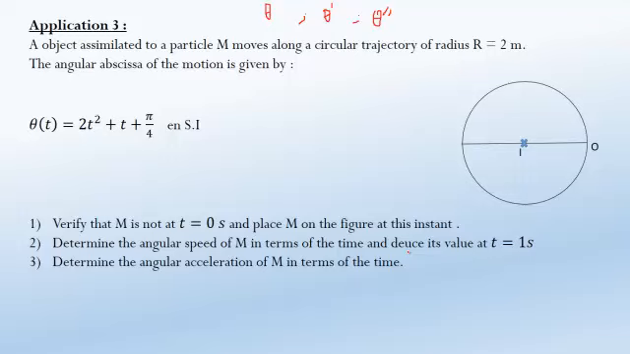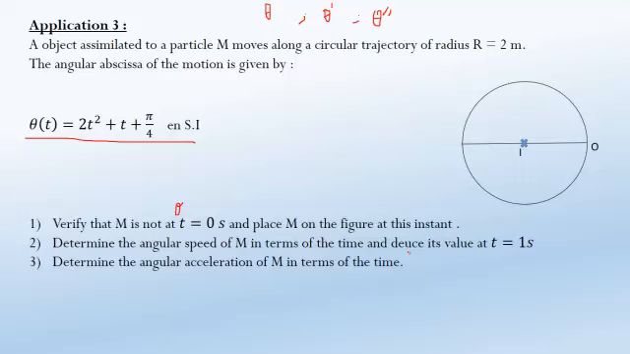Now we read the question. We have an object assimilated to a particle which is moving along a circular trajectory with radius r equal to 2 meters. The angular position is given by theta in SI units. Verify that M is not at O at t equals 0, it's not on the origin. In order to verify this, we must find the position at t equals 0. If at t equals 0 we have theta equals 0, then this means M is at the origin. But the question is to verify that M is not at the origin.